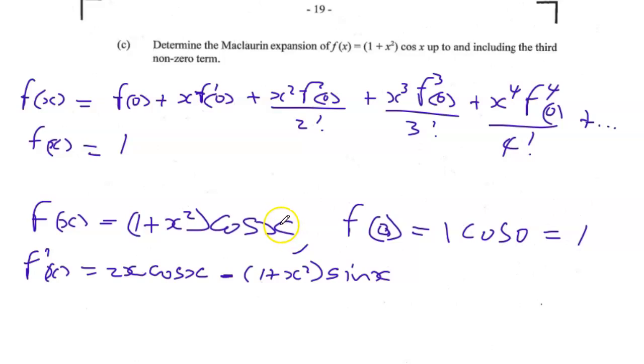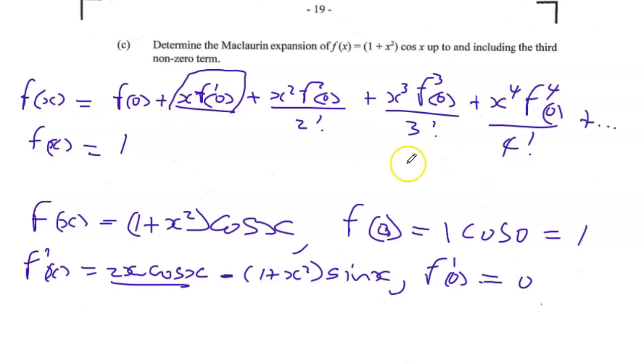And then evaluate at 0. So f prime 0 would be, now x is 0, so this part will be 0. And this part would also be 0, because sine 0 is 0. So this will be 0, alright? So this term here, we rule it out, it would be a 0 term. Let's find the second derivative.